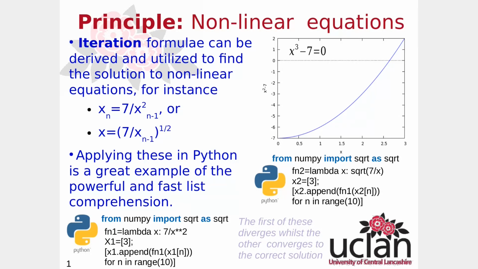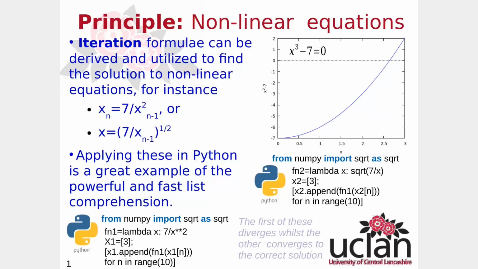We need an iterative formula, which can be derived and utilised to find the solution to nonlinear equations. For instance, we could use x_n is 7 over x_{n-1} squared. So in this case we've just said x cubed is x times x squared, taken the 7 over to the other side and divided by x squared, and said okay, we'll use n minus 1. Or alternatively, we could just say 7 over x squared, and then take the square root.